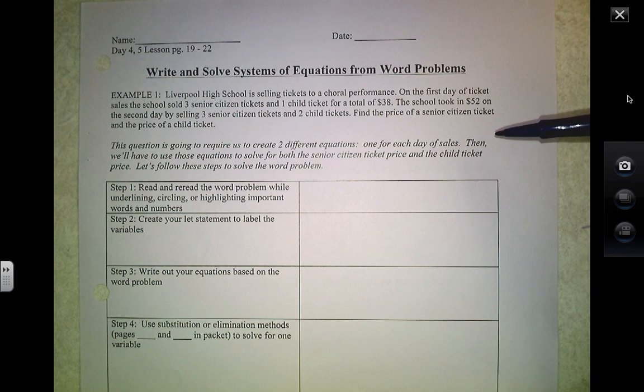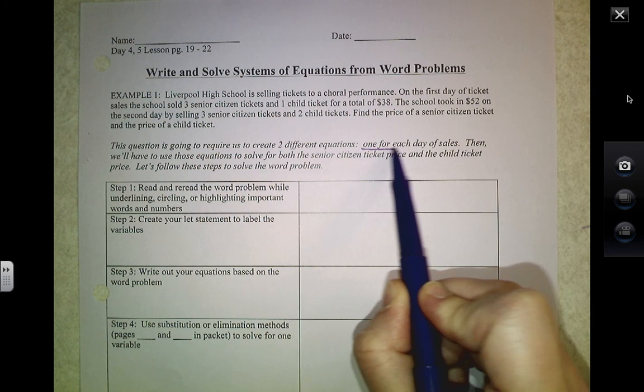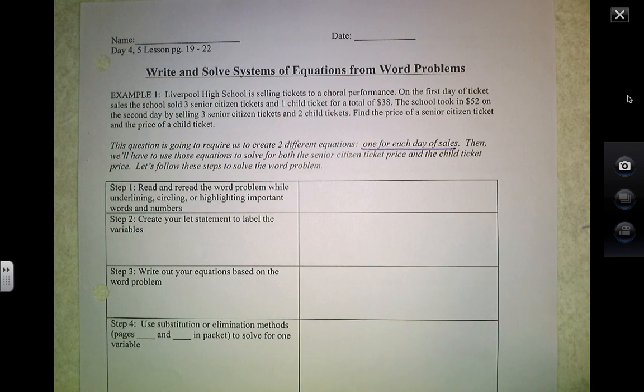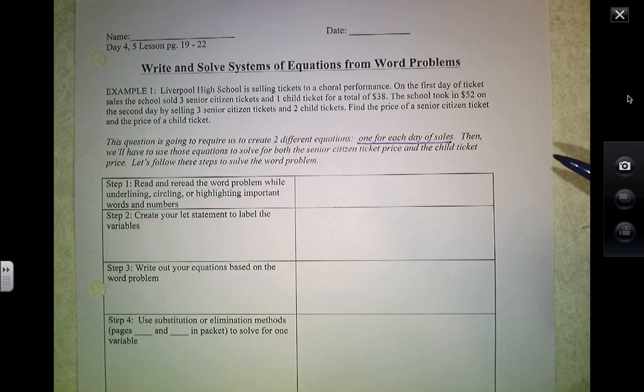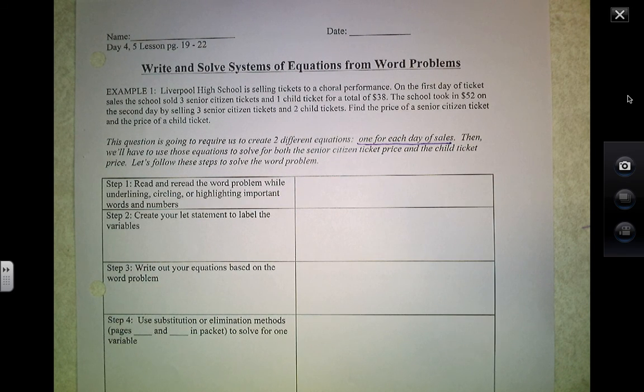So we are going to have two different equations. In this case, we're going to have one equation for each day of sales. There are other situations where it's not going to be day 1, day 2. It might be a different situation, so you really have to take each problem for what it's asking you to do. And then we're going to use those two equations and solve them as a system.